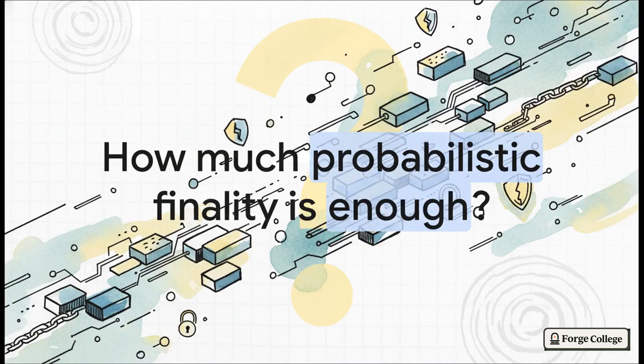Which brings us to our conclusion, and I want to leave you with a rather provocative question to ponder. If absolute security is a myth, how much probabilistic finality is actually enough for your specific network? Because that is the exact question you're going to need to answer as you finalize your capstone.